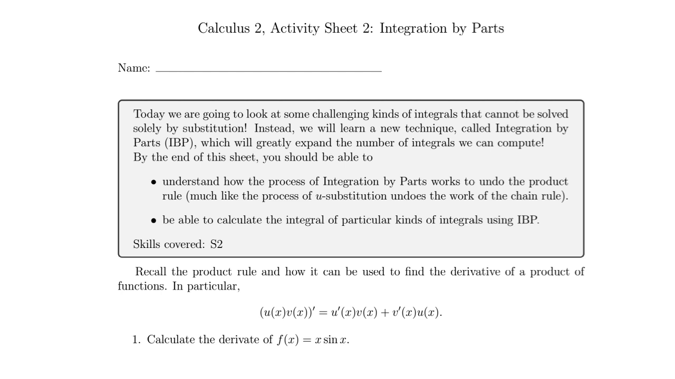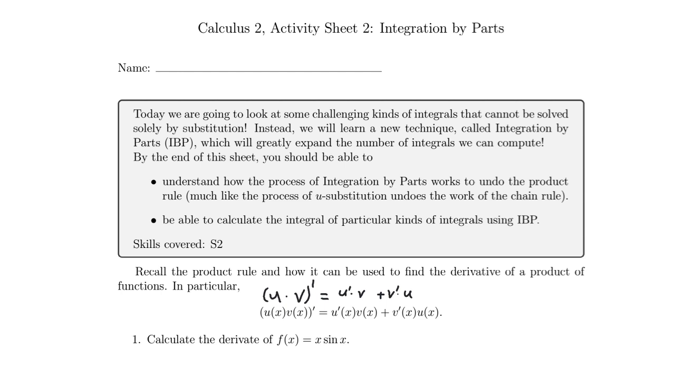So as a reminder, the product rule said that if you had two functions and you wanted to take their derivative, so here we have u and v. They're being multiplied together. That's where the product in product rule comes from. And we're taking the derivative. Then the derivative of u times v was u prime times v plus v prime times u.